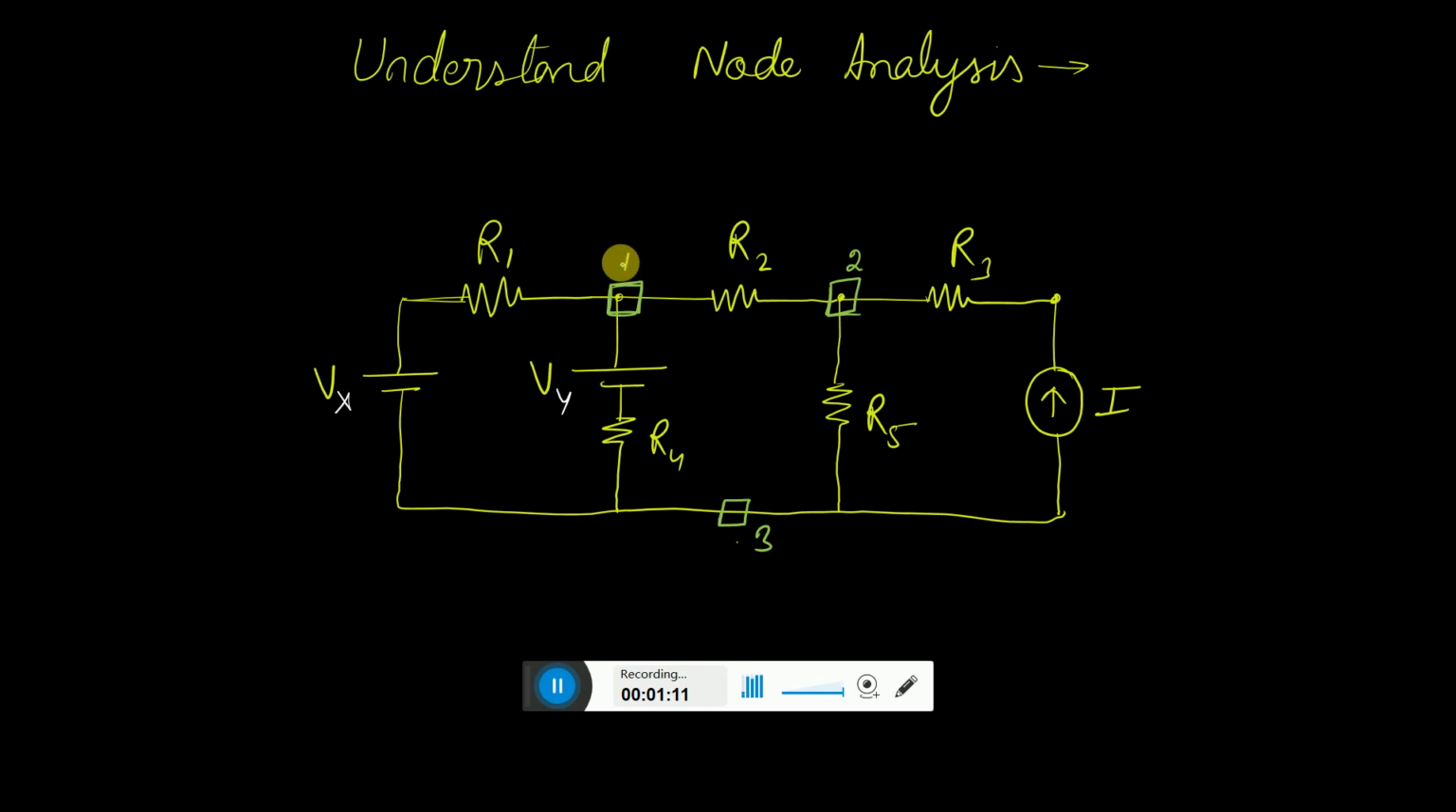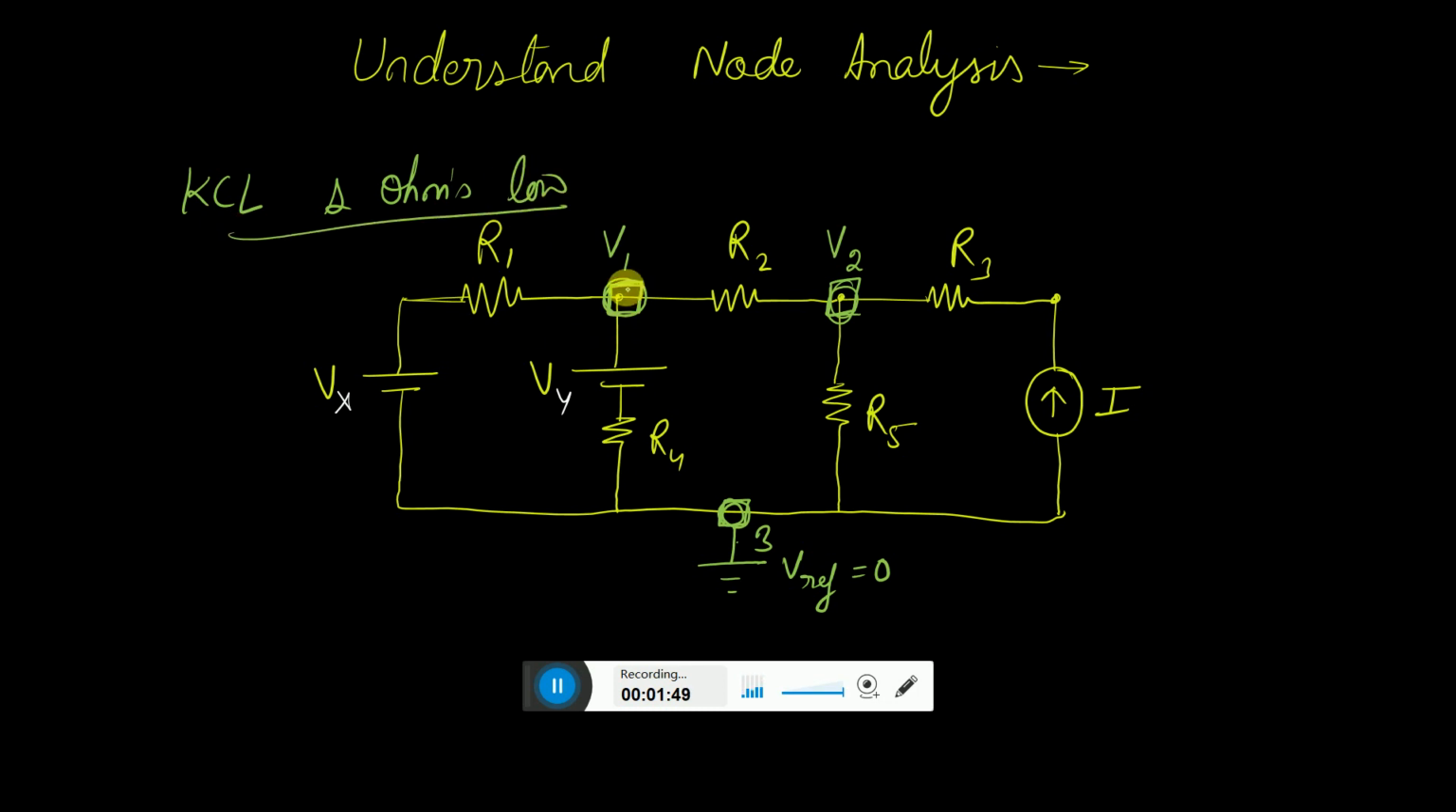And the potential of node 1, let us say V1, and node 2 is V2, and for node 3, instead of writing V3, we can say that this is grounded. Grounded means we can use a circle over here to denote this is a node, and we can say this is connected to the ground, with a reference voltage V reference equal to 0. Then we can write the equations for all the nodes by using KCL and Ohm's law.